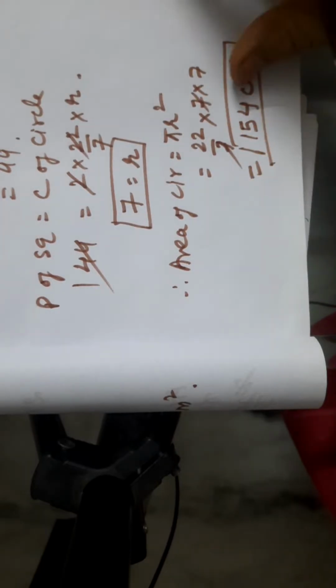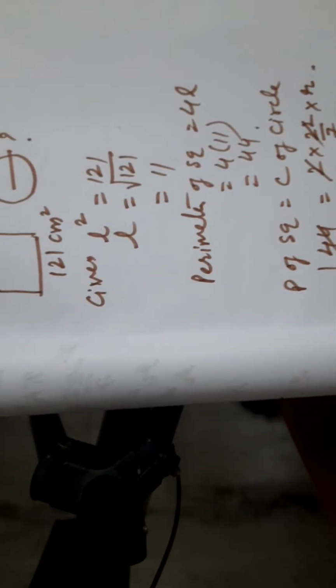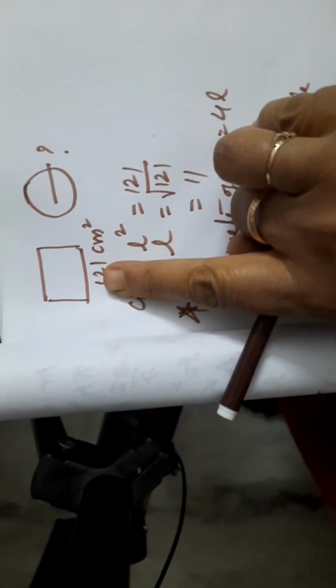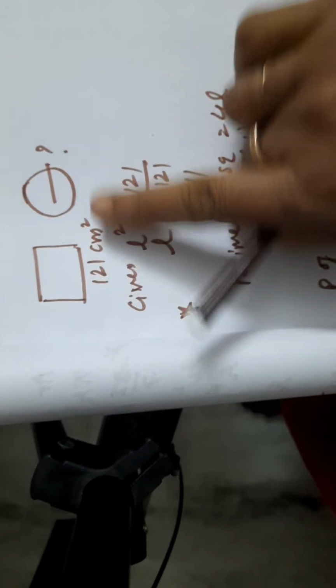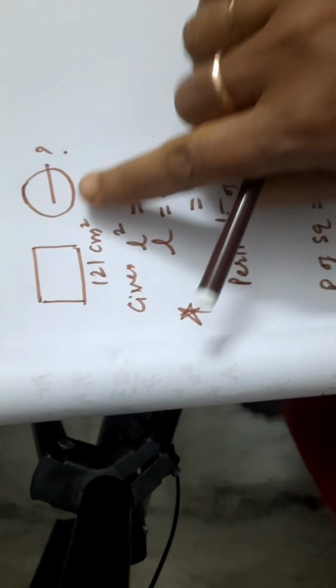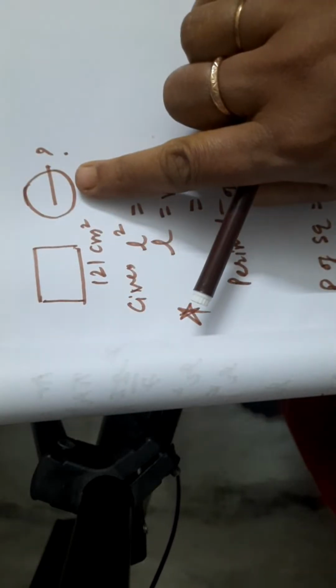So I'll be repeating this question. As I told, this is a very important question. Practice it well. It's given a square which is being opened and converted into a circle. Area of the square is given. They want to find out the area of the circle.